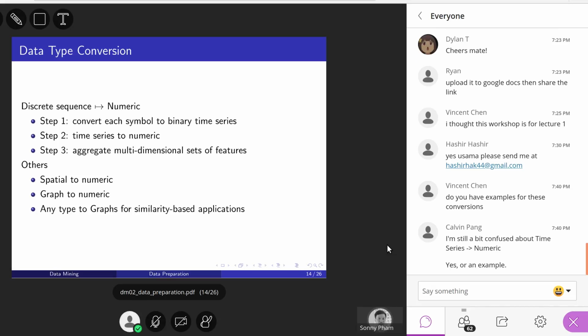Let me try to give you an example. Let's just say we try to analyze speech recognition. Speech recognition is probably the best way to describe it.